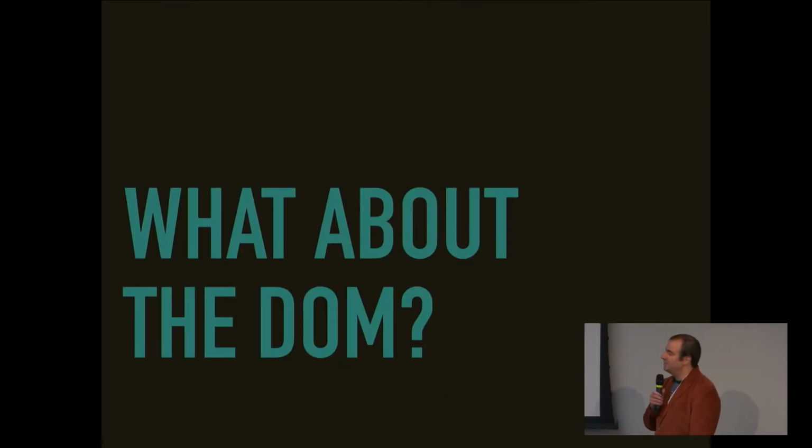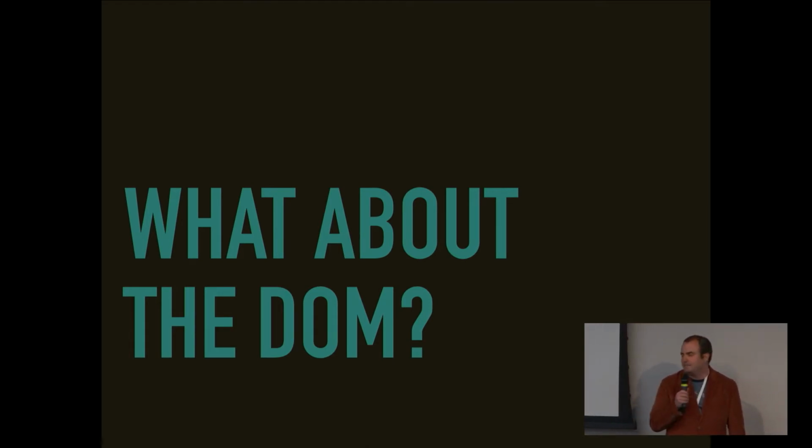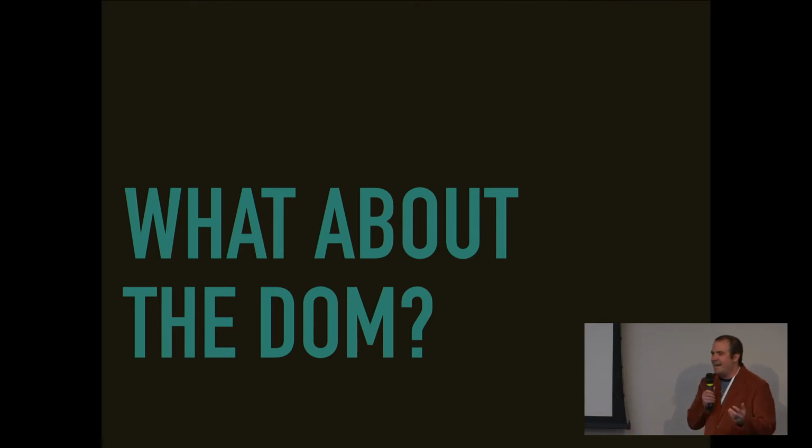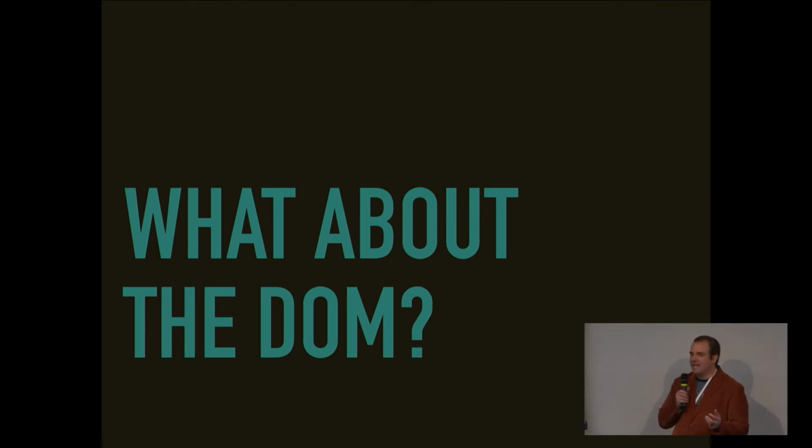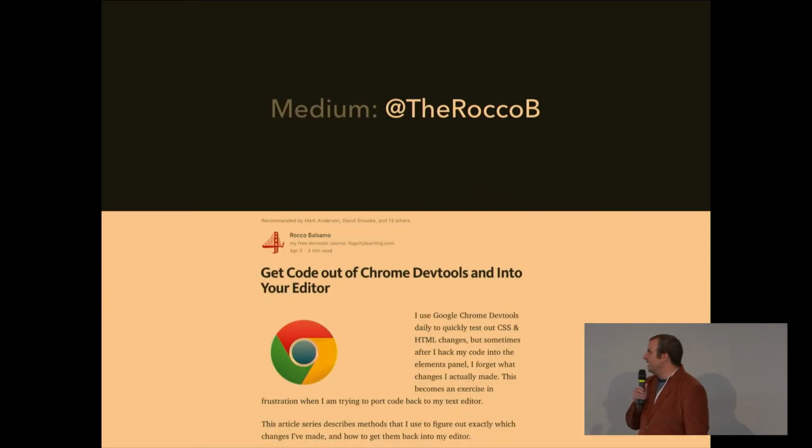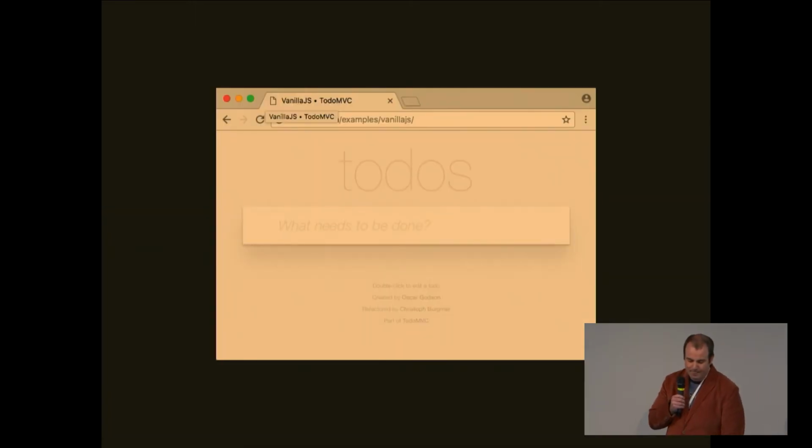But what about the DOM? The DOM is a little bit different from CSS and JavaScript files, because there's not actually a file associated with the DOM. It's an in-memory representation of the layout of your page, and there's not always an exact match of that as a file. Anyway, I got around to writing an article about this stuff. It's on Medium. You can find me at the Rocco B. That's also my Twitter. So let's take a look at the To-Do MVC app.